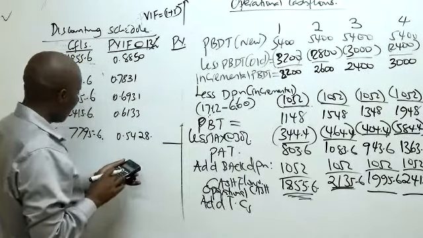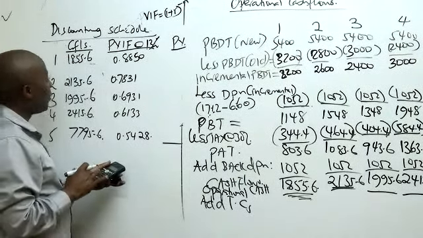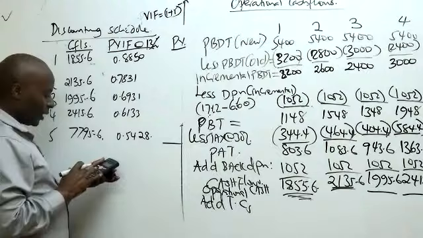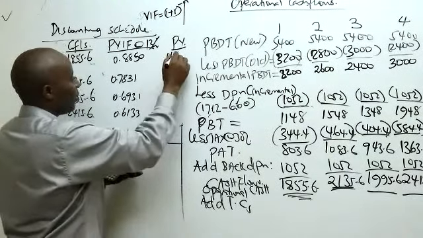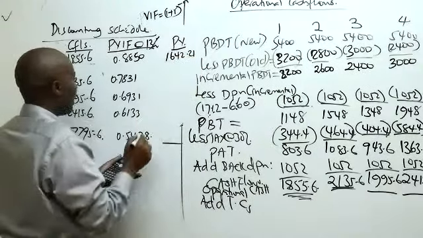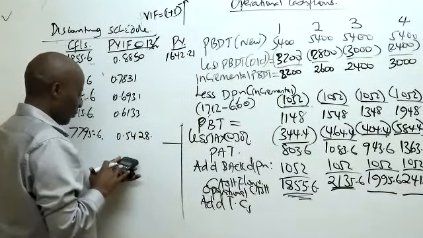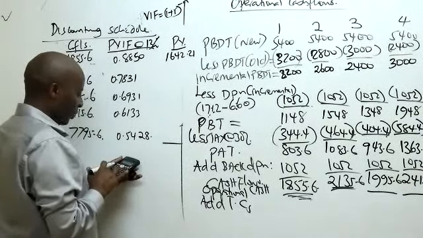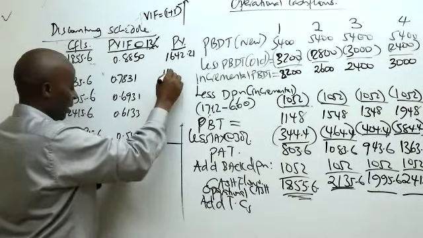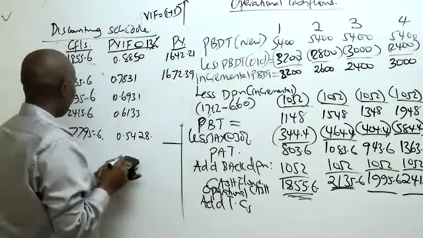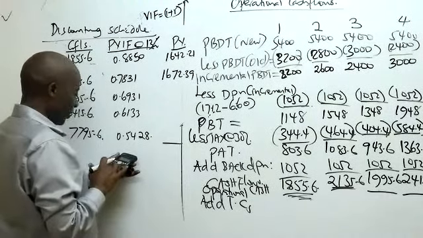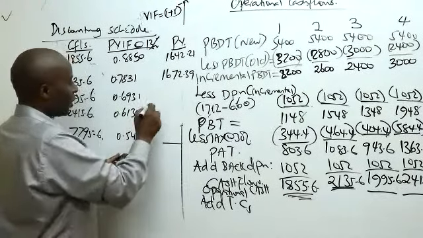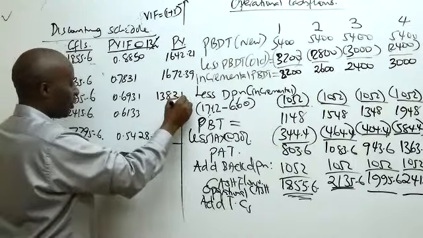I have the first one, 1855.6 times 0.885, which gives us 1642.21. We have 2135.6 times 0.7831, which gives us 1672.39. Then we have 1995.6 times 0.6931, giving us 1383.15.